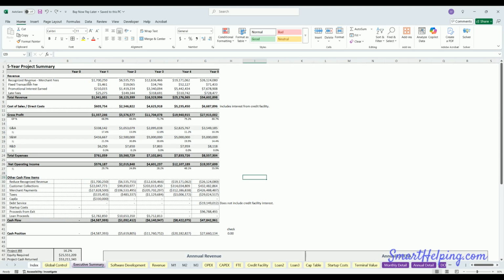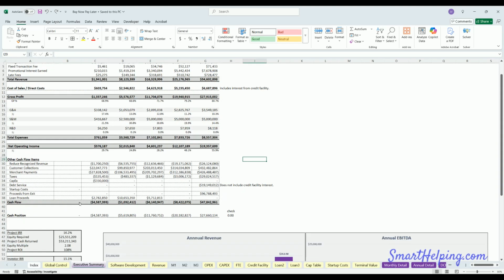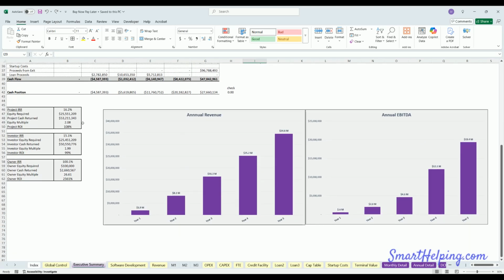Executive summary: a high-level view of all the different line items, kind of like what you see on that revenue tab, similar, but we have a couple of visuals as well. Equity multiple, ROI, IRR.